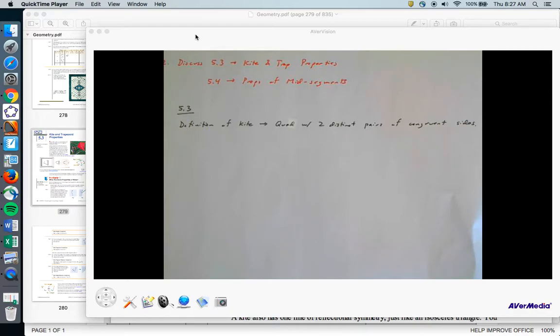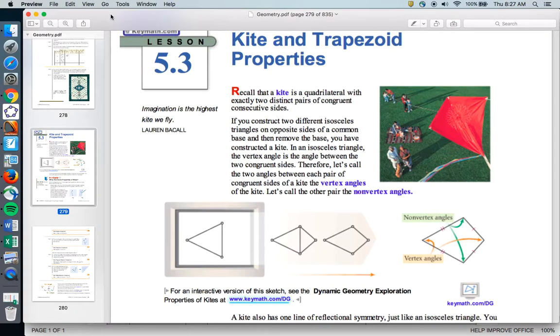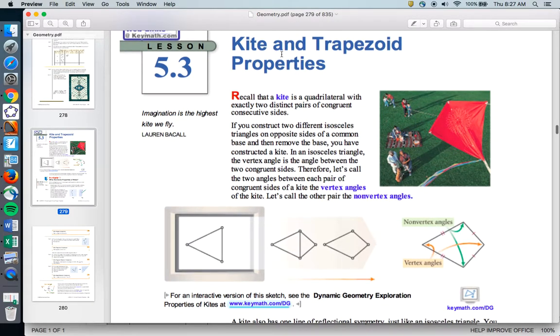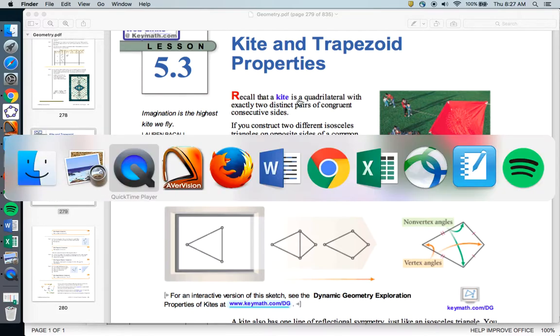All right, so I'm going to go back and forth between the document camera, on which we'll write some notes, and the textbook, which we'll read through together. So 5.3 is on kite and trapezoid properties. First thing that we need to remember is what a kite is. We learned this earlier in the year, but that's important to note.